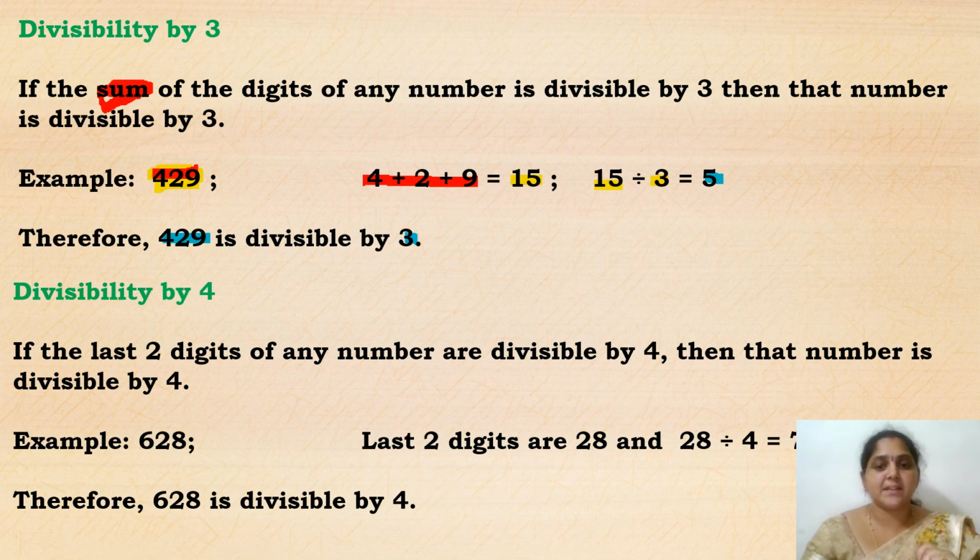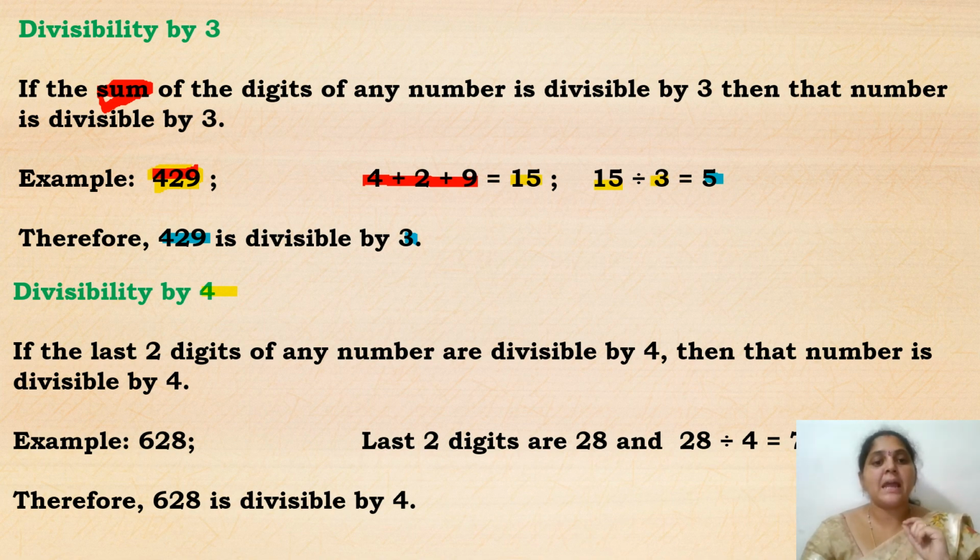Now we will follow the next rule, that is the divisibility rule for 4. If the last 2 digits of any number are divisible by 4, then that number is divisible by 4. What is the condition here? If you have taken any larger number, the last 2 digits means the ones place value and the tens place value. You have to consider them and see whether those last two digits are divisible by 4 or not.